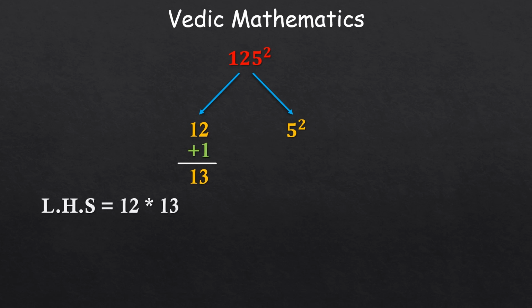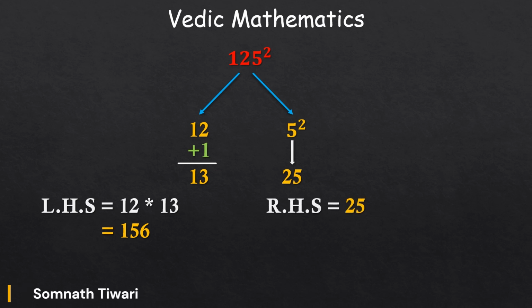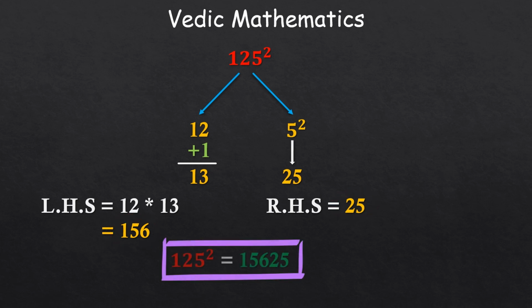Next, we will multiply 12 by 13 and store the result at LHS. Now, we already have the square of 5 at RHS, which is 25. Final step: concatenate the LHS part with the RHS, and the number we have is the square of 125.